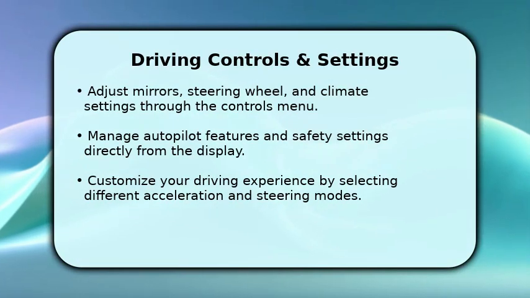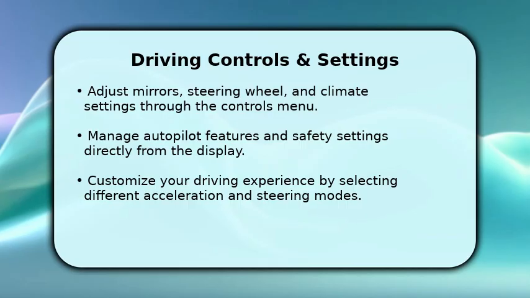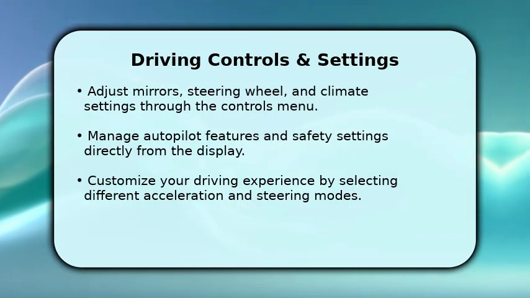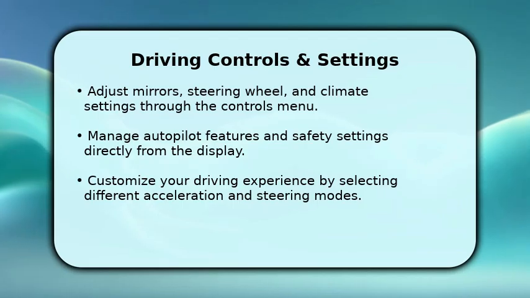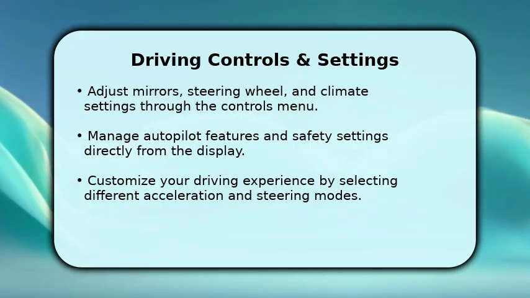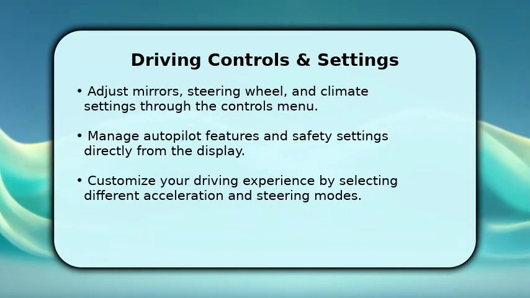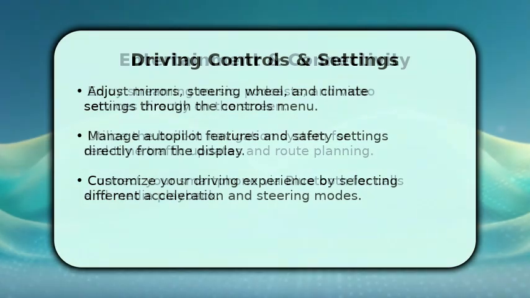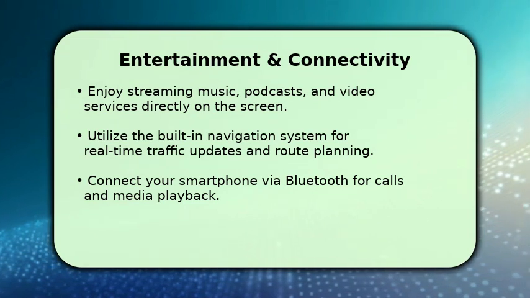Now, let's look at driving controls. Tapping the car icon brings up a menu where you can adjust everything from your side mirrors and steering wheel position to the climate control. You can also fine-tune your autopilot settings and various safety features for a personalized experience. Explore different acceleration and steering modes to match your driving style, all easily accessible with just a few taps on the screen.